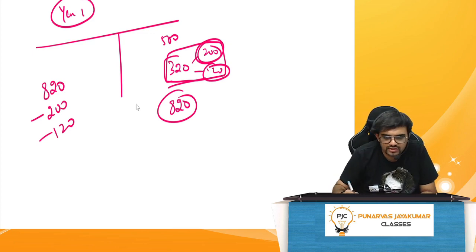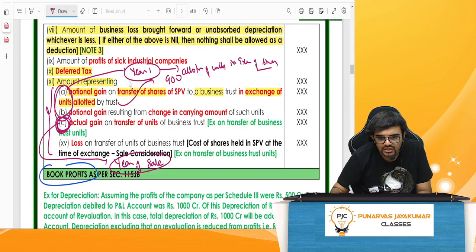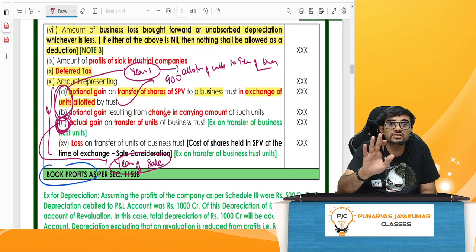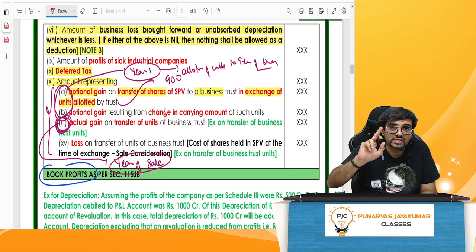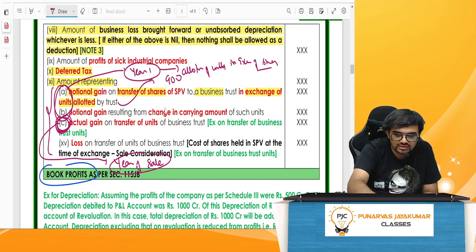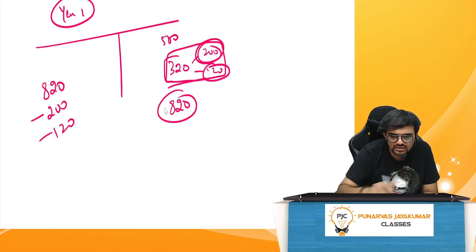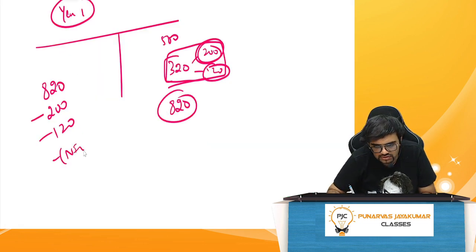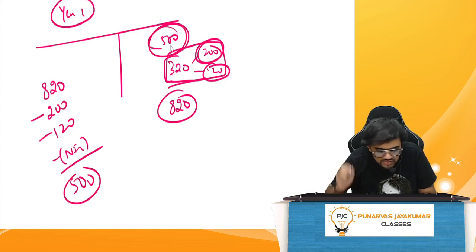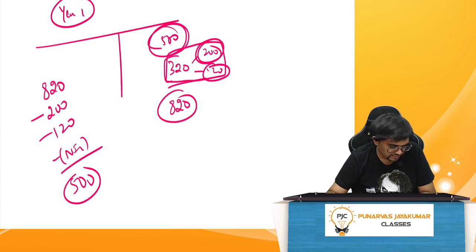See the next point here. Actual gain on transfer of units. Have the units been transferred? No. Actual gain, when does it happen? Later. So here, minus nil will come. So overall, how much, guys? Ultimately, I am paying on 500 only, no change.